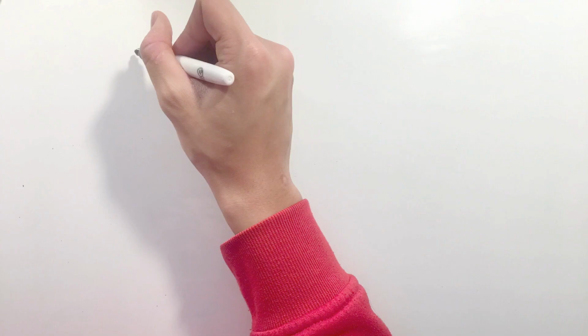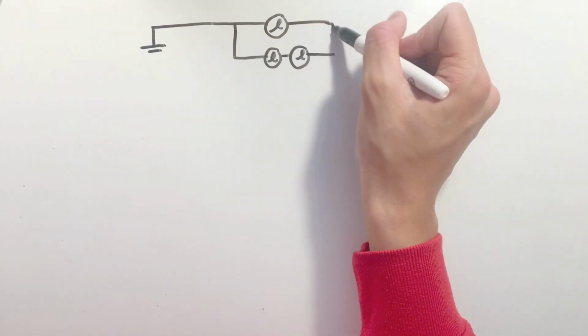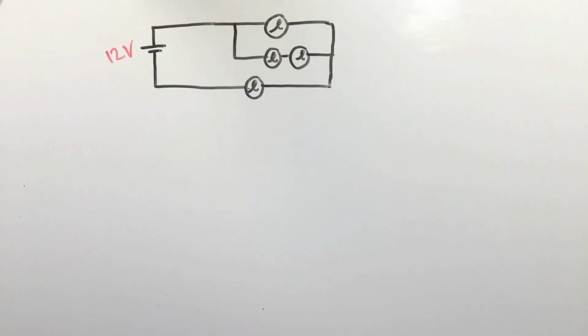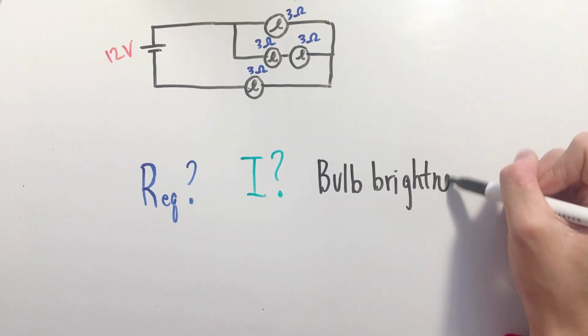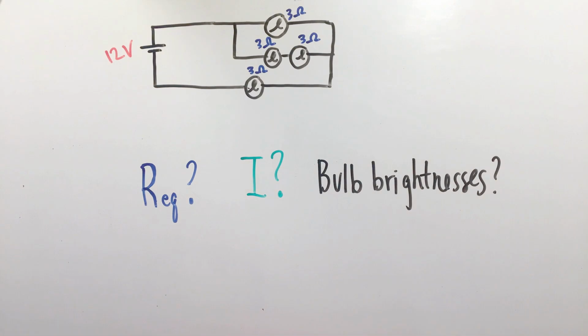Let's see these equations and concepts in action with a typical, slightly more complicated circuit used in a past AP exam free response. With a 12-volt battery attached to 3 light bulbs, each with resistance 3 ohms, let's go through the motions of finding the equivalent resistance, currents, and the relative brightness of the bulbs in this circuit.